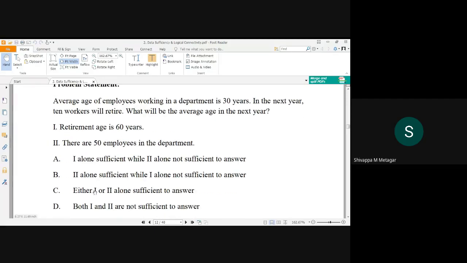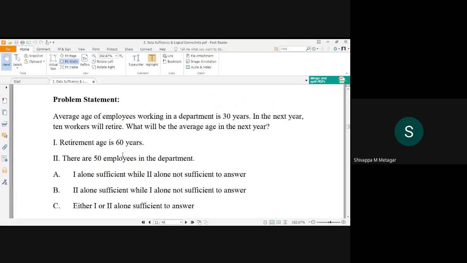Okay, the next question is: the average age of employees working in a department is 30 years. In the next year, 10 workers will retire. What will be the average age in the next year? What do we have to find out? Just what will be the average age in the next year.